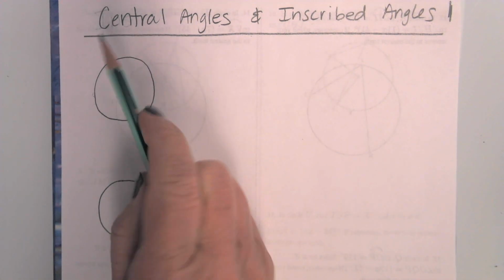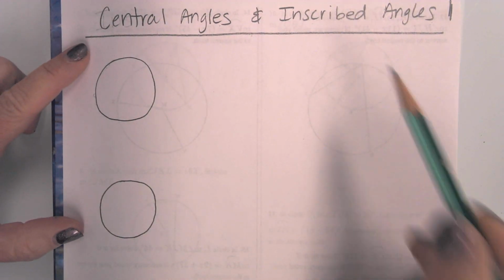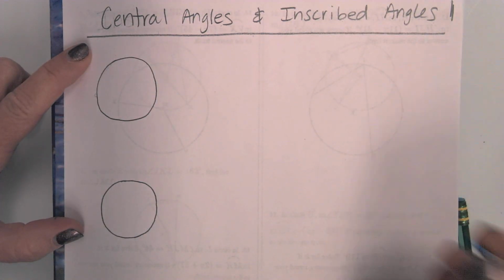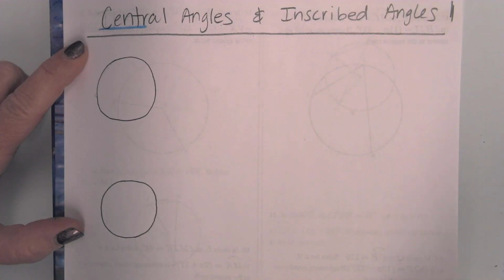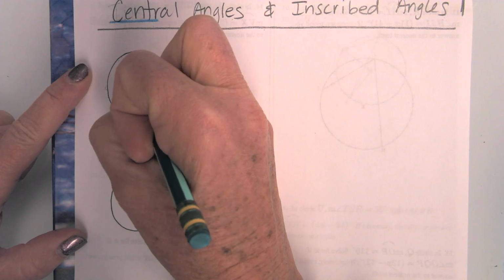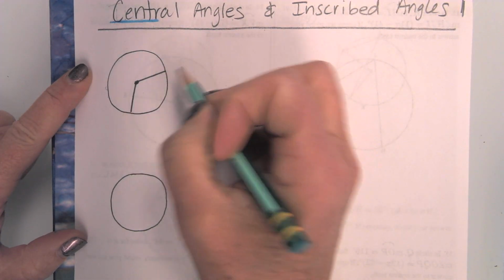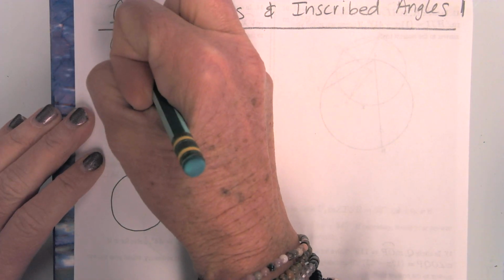Okay, so we have central angles and inscribed angles. So on the back of your worksheet, let's go ahead and take a look at central angles first. Now central does have the word center in it, right? That's central. So a central angle is an angle that starts somewhere in the center of your circle. Now it can really go any direction, but this is going to be a central angle.